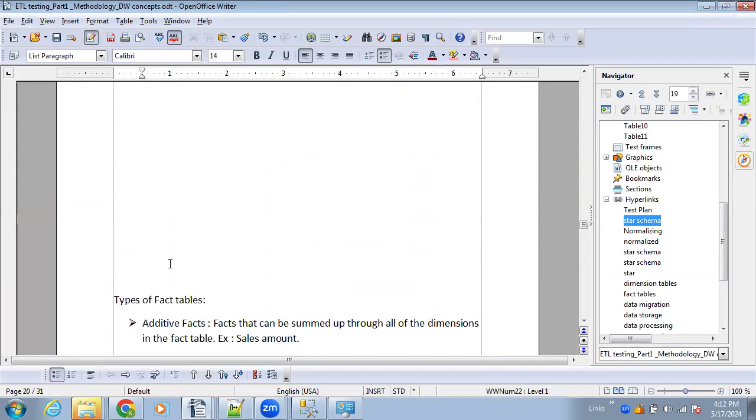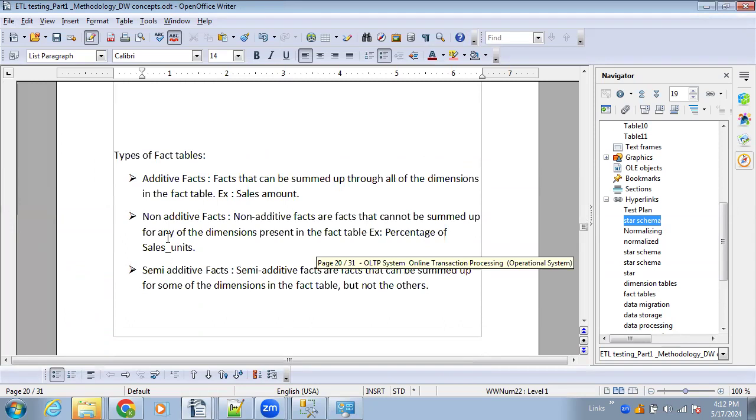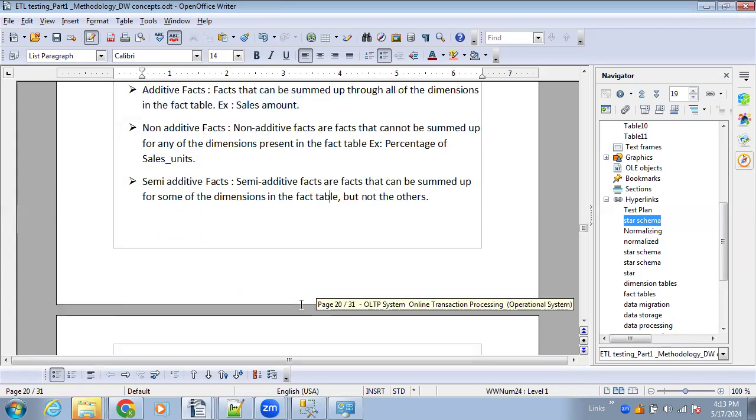Now, what are all the types of fact tables? One is additive fact tables. These are facts that can be summed up across all the dimensions in the fact table, meaning, for example, sales amount. We'll see what that is. Non-additive facts cannot be summed up for any of the dimensions present in the fact table, for example percentage of sales unit. And this is semi-additive facts: facts that can be summed up for some dimensions in the fact table, but not the others.